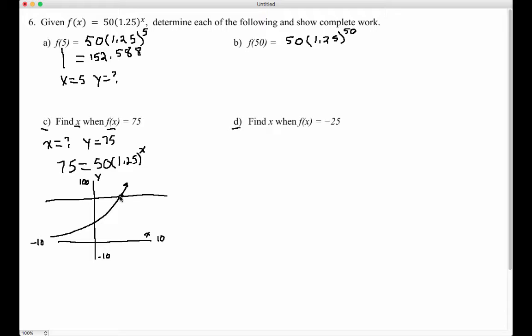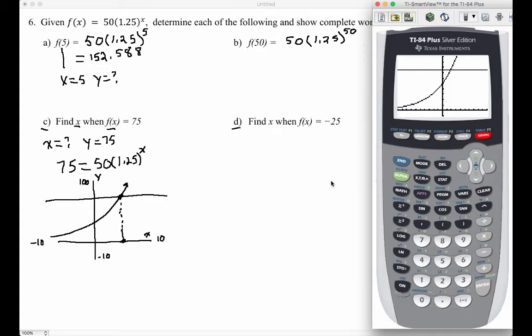So now what I want to know is that point of intersection right there. That point of intersection is going to give me the corresponding x value that solves this equation. It'll give me the y value too, but I'm not necessarily interested in that. I know the y value is 75. What I need to know is the x value. So let's go into the calculator again.